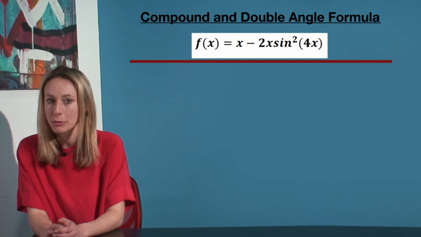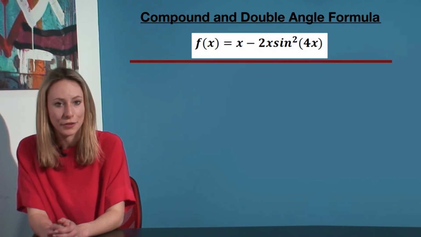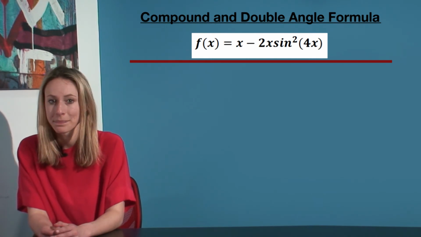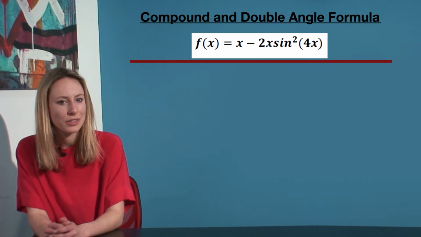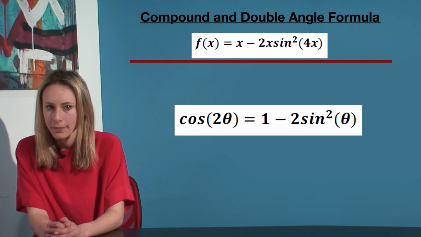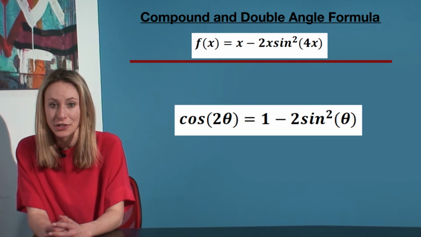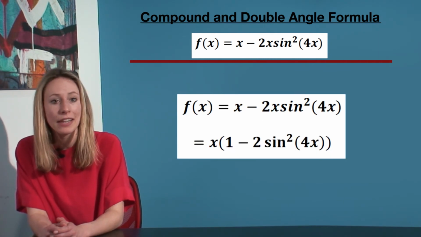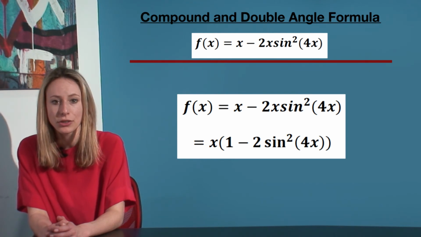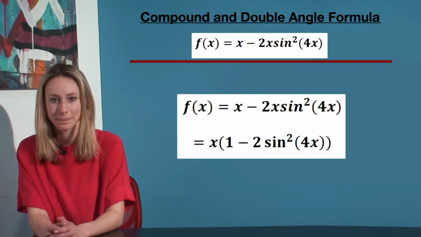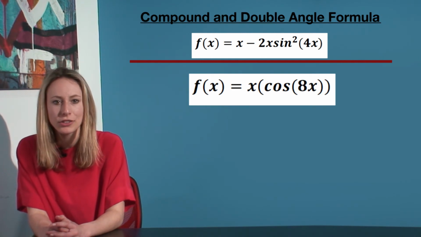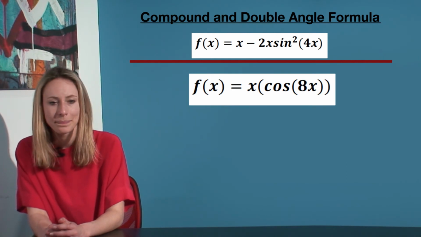We will try some function manipulation in order to simplify our differentiation. For the function shown, let's find f dash of x. Hopefully this looks something similar to one of the double angle formulas that we were looking at before. But first, we need to do some manipulation of the original equation by taking out the common factor of x to get f of x equals x times 1 minus 2 sine squared of 4x. Now we can sub in our cos of 8x for the 1 minus 2 sine squared of 4x.